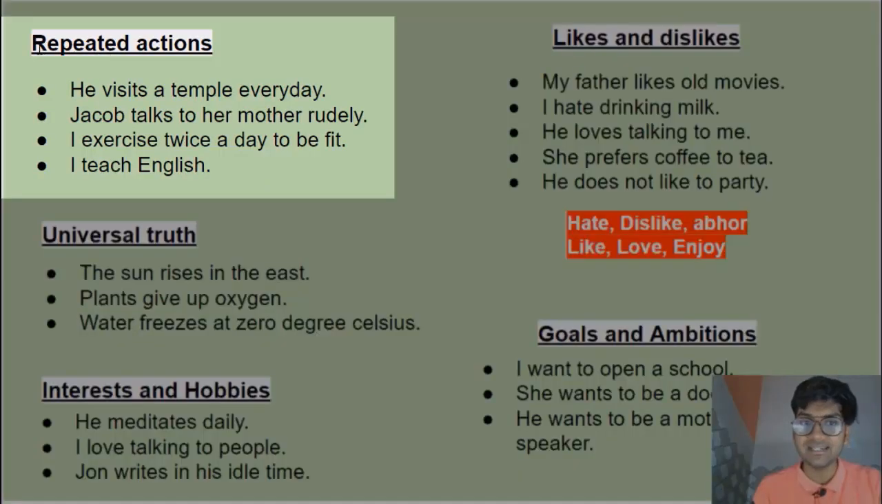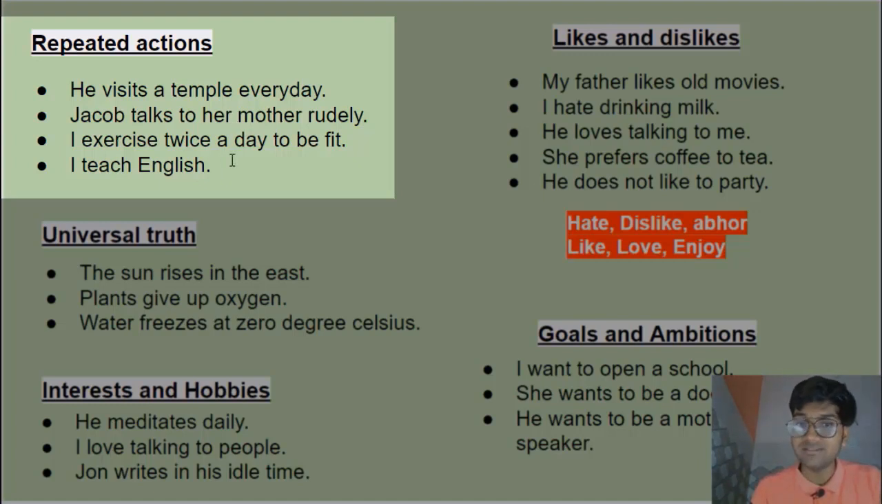Number one, repeated actions, right? We talk about actions that we do over and over again. We repeatedly do. He visits a temple every day. He does something every day. Jacob talks to a mother rudely. This is what he does repeatedly. He talks to a mother rudely.